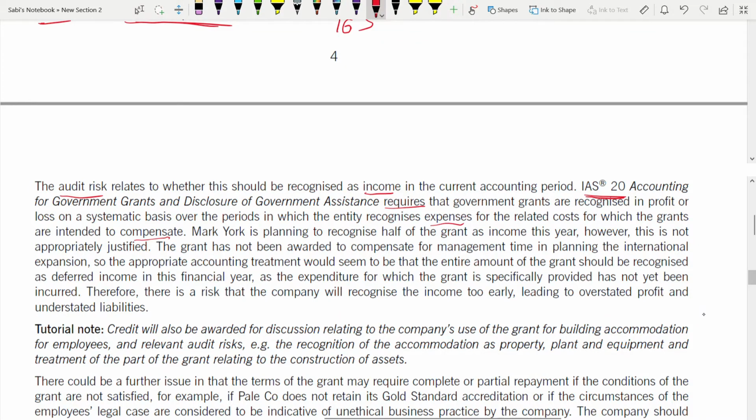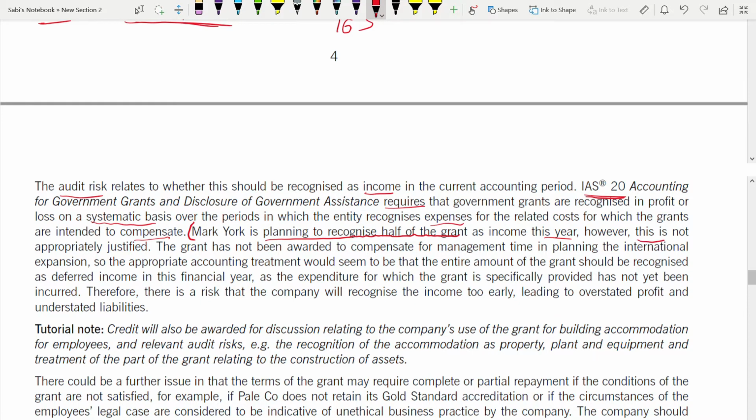Systematic basis, okay? So Mark York is planning to recognize half of the grant. Now you're linking this to the case study again. You're bringing this to the case study and saying what they are actually doing in the case study. So they are planning to recognize half of the grant as income this year. Now you have to say whether this is justified or not.